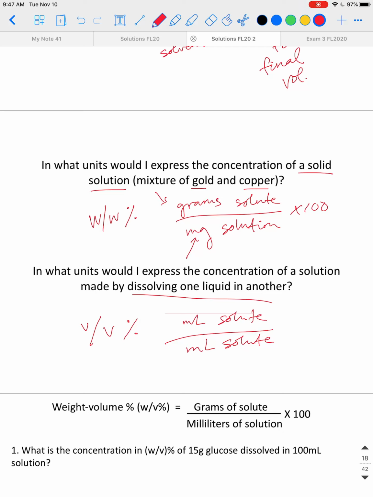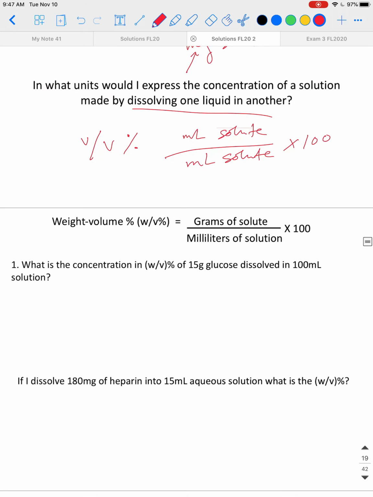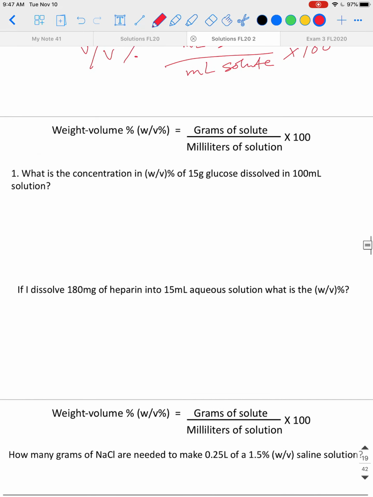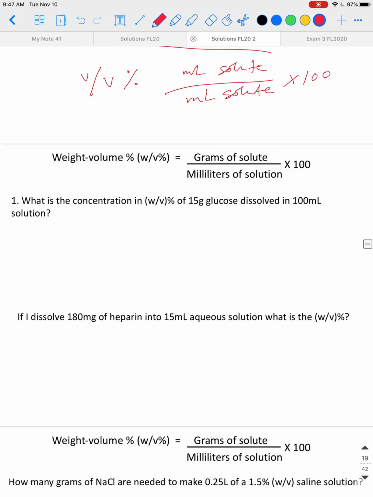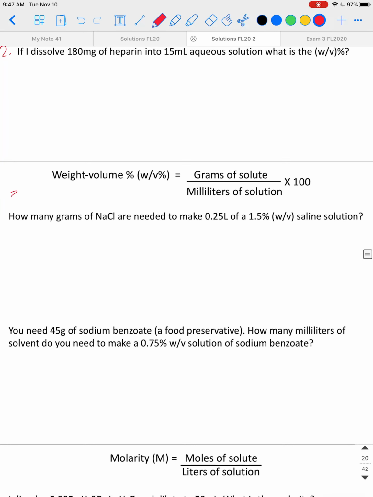Okay, that seems confusing. The units actually do cancel out and work out here because your percent never has units on it. It's just a percent. But I just wanted to introduce that idea to you. Okay, we're going to work a couple problems with the weight volume percent equation. And then there's several we're going to do here. I'm just going to work these two on this first slide, 1 and 2 here.